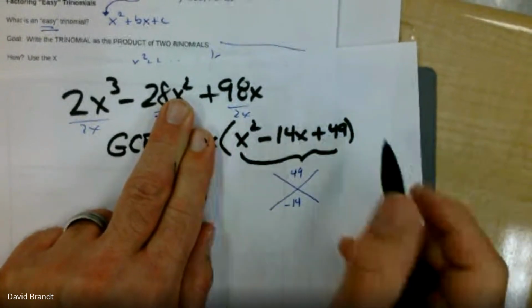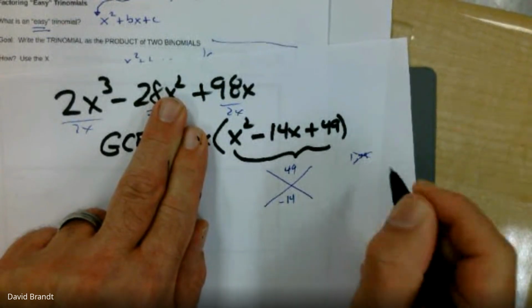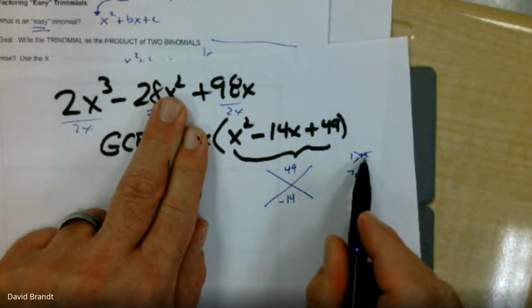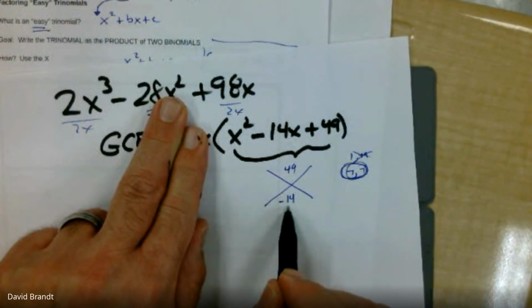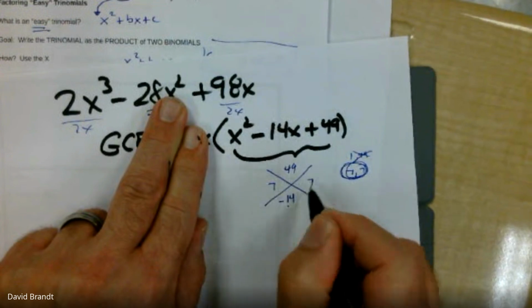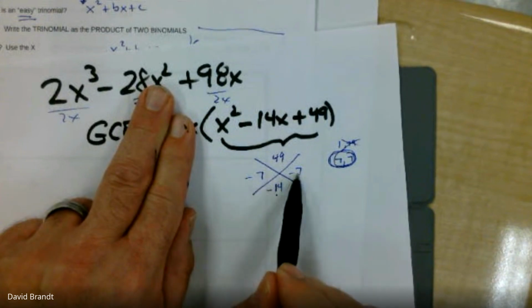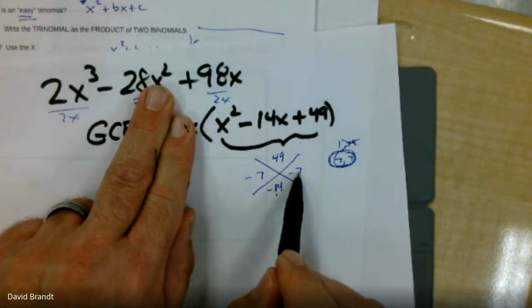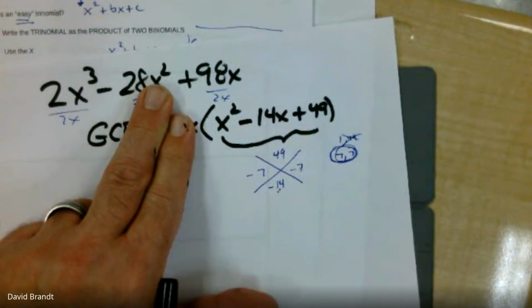I can only think of one way to multiply. Well, there's actually 2. 1 and 49. You're not going to use that. But don't you know that 7 times 7 gives you 49. Is there any way that you can make 7 and 7 come out to negative 14? Yes, if you make both of them negative. Let's check. Does negative 7 times negative 7 give you 49? Yes. Does negative 7 plus negative 7 give you negative 14? Yes. So those are the two numbers I'm looking for.